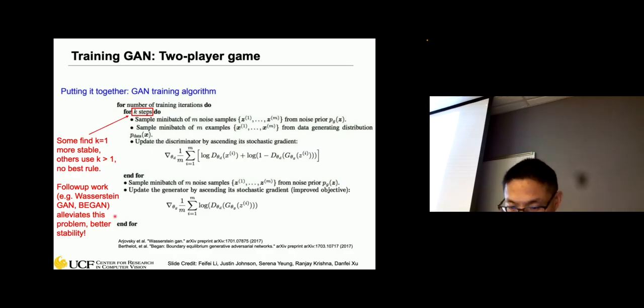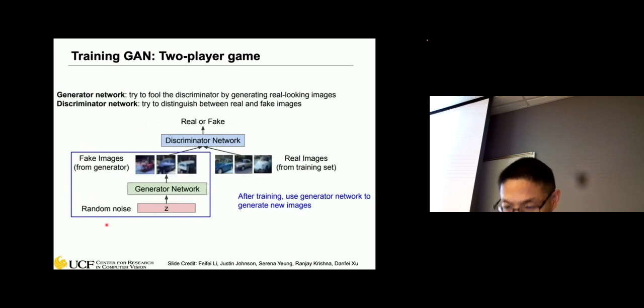There are follow-up works, like Wasserstein GAN, that use a different type of distance measure to try to stabilize the training. There are many different training recipes you can follow for GAN training. Once the GAN is trained, we can use the generator to generate images.